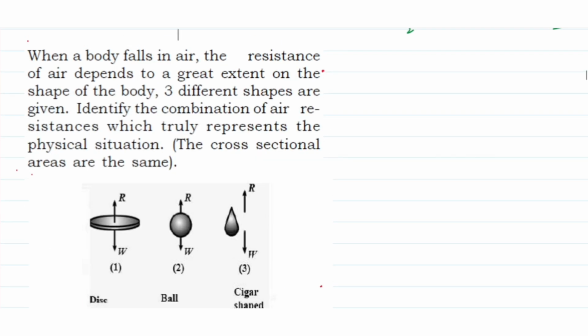Next, look here. When a body falls in the air, the resistance of the air depends to a great extent on the shape of the body. Three different shapes are given. Identify the combination of the air resistances which truly represents the physical situation. So here different aerial bodies are given, which are falling in the medium. Now which one will experience the greater resistive force, they are asking.